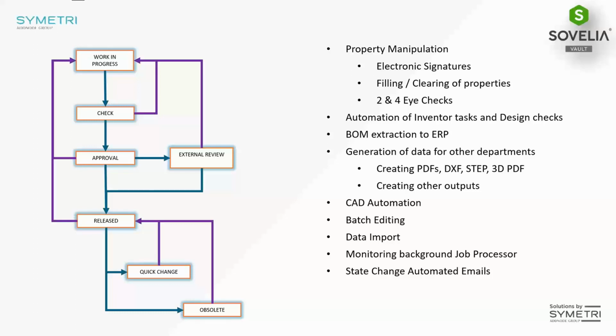Other functions: automation of Inventor tasks and design checks, stuff like exporting certain file formats from your Inventor model. We can run iLogic in bulk. Again, we'll show some of this as we go. Bill of material extraction for an ERP system.